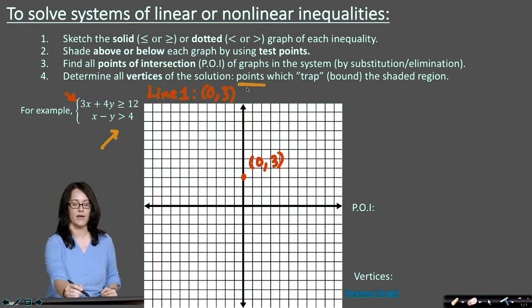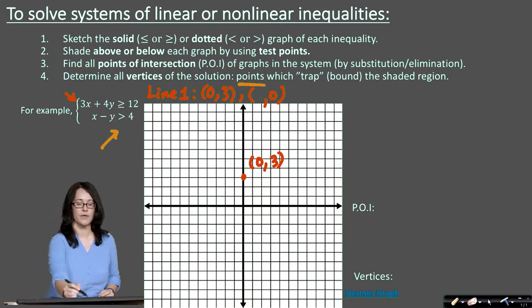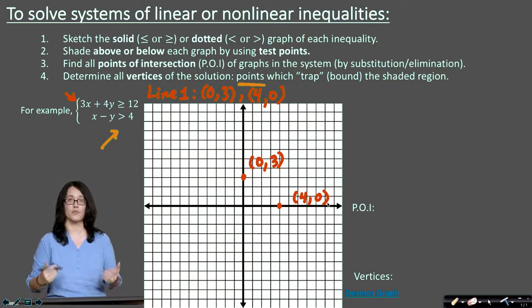Okay, now that I have that point, let's see if we can get another intercept. Another intercept would be found by letting y equal 0. So we'll find the x-intercept this way. If we let y equal 0, 4y goes away because 4 times 0 is 0. I would just have 3 times x must equal 12. So what would x have to be? 3 times what equals 12? It would have to be 4, wouldn't it? So the x-intercept would have to be (4, 0). 1, 2, 3, 4 to the right of the origin. So (4, 0). So now I've graphed 2 points on the line represented by this inequality.